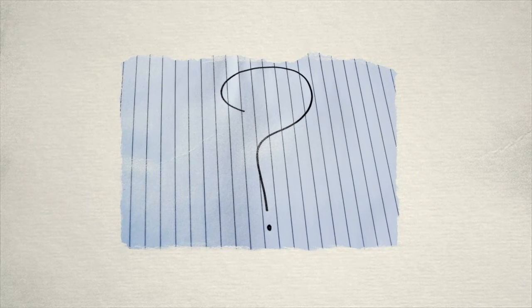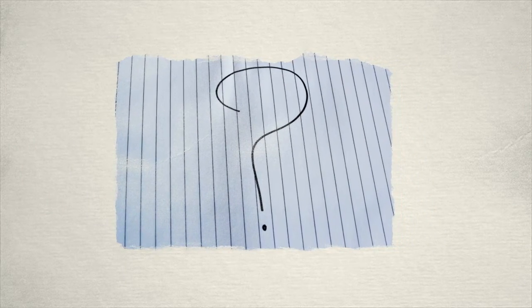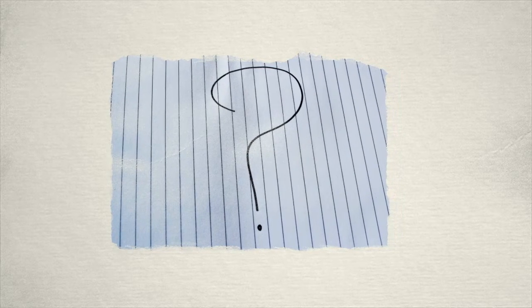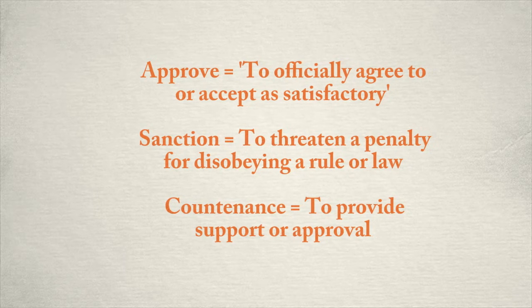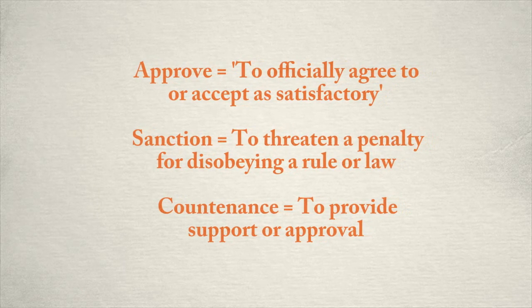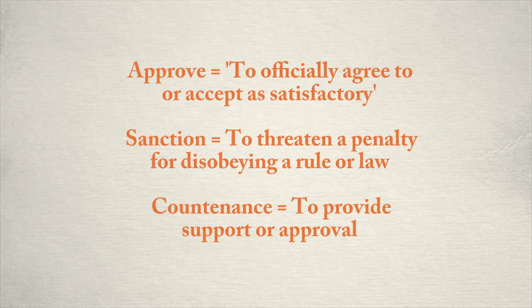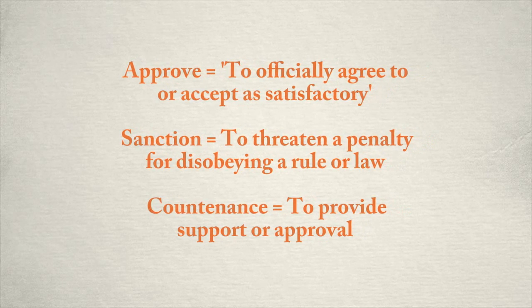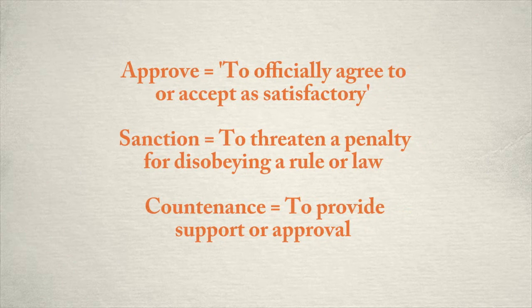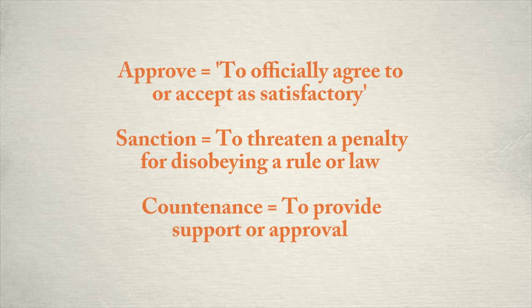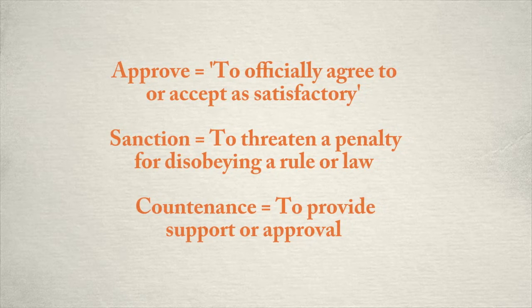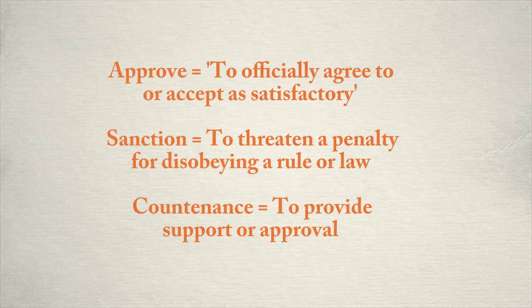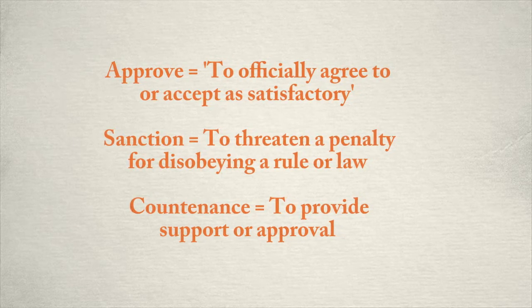It is therefore necessary to define the synonyms to ensure they all have a similar meaning and can all be used in the same context. According to the Oxford Dictionary, to approve is to officially agree to or accept as satisfactory. To sanction is to threaten a penalty for disobeying a rule or law, and to give countenance is to provide support or approval. With the ordinary definition applied to all three synonyms, it is easy to see that the definition of authorise can be construed very widely.